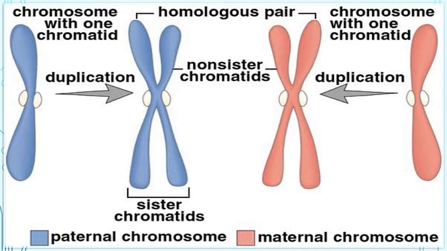Now the parental chromosome consists of only one chromatid, and after the duplication there is formation of sister chromatids, and the chromatids of the homologous pairs are known as non-sister chromatids.